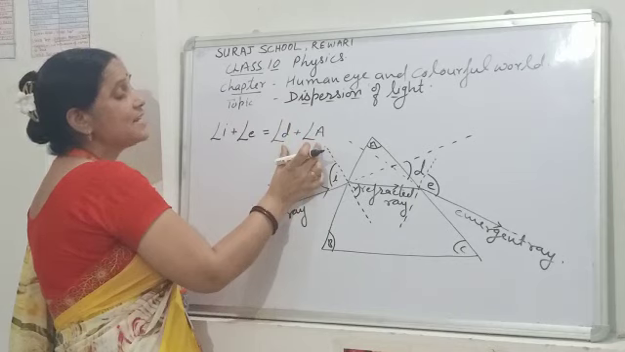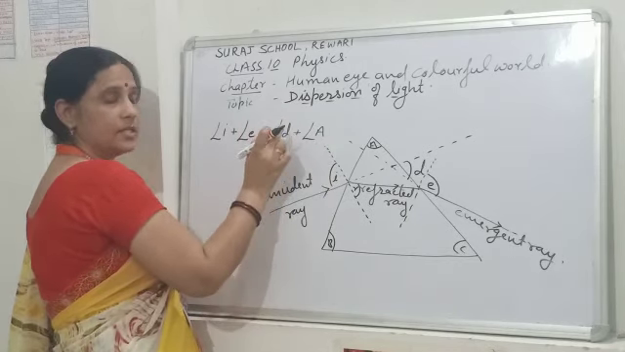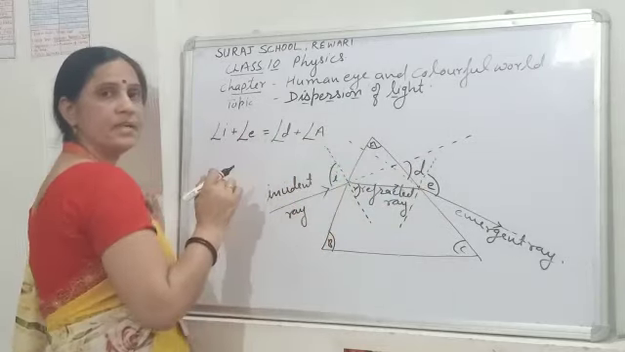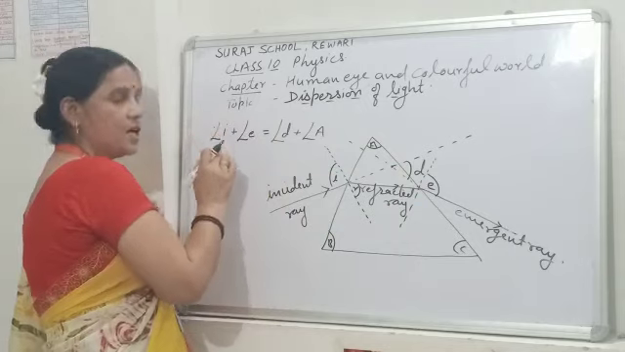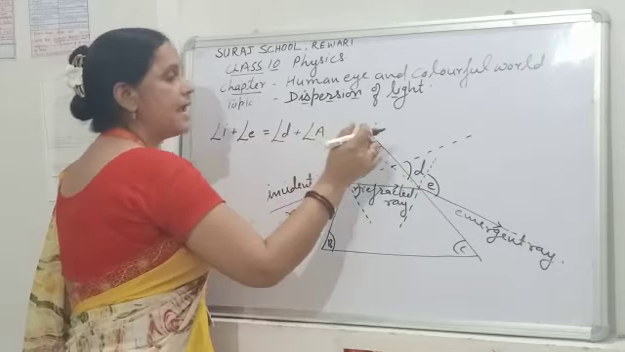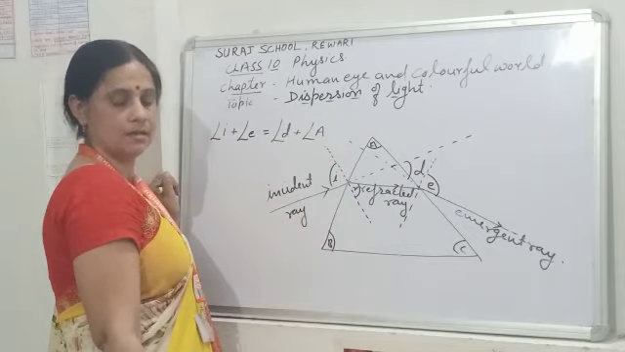So now we can say that in the refraction in a prism, the angle of deviation depends upon the angle of incidence, the angle of prism, and the nature of the material.